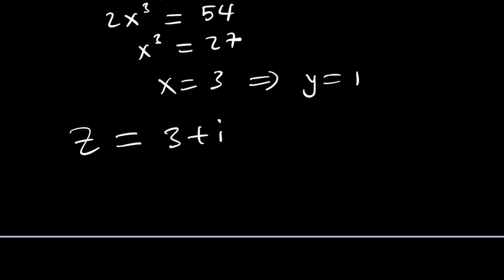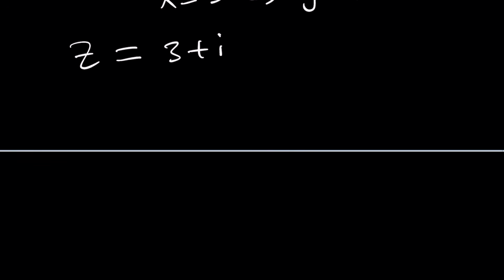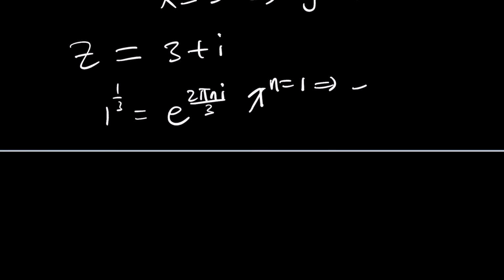So, in other words, one of the cube roots of 18 plus 26i is 3 plus i. And to find the other ones, here's what we're going to use. We're going to be looking at the cube root of 1. So if you think about 1 to the power 1/3, and if you remember that this can be written as e to the power 2 pi n i, you're going to divide it by 3. Here, if you replace n with 0, you're going to get 1, so that's not very helpful. But if you replace n with 1, you're going to get e to the power 2 pi i over 3. And then if you replace n with 2, you get e to the power 4 pi i over 3.